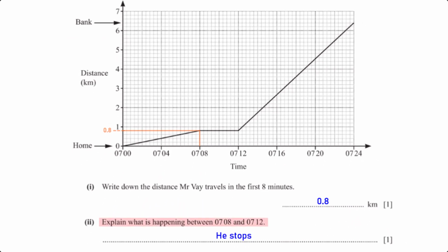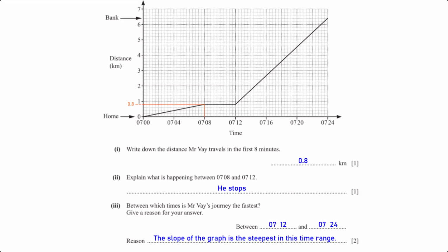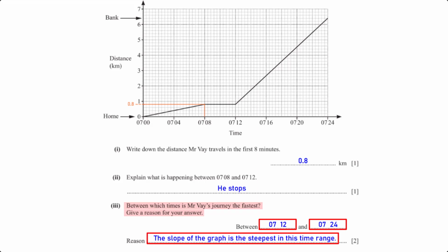Explain what is happening between 7:08 and 7:12. Between 7:08 and 7:12, Mr. V stops. Between which times is Mr. V's journey the fastest? Give a reason for your answer. Mr. V's journey is fastest between 7:12 and 7:24 because the slope of the graph is the steepest in this time range.